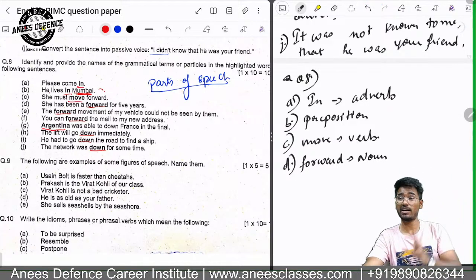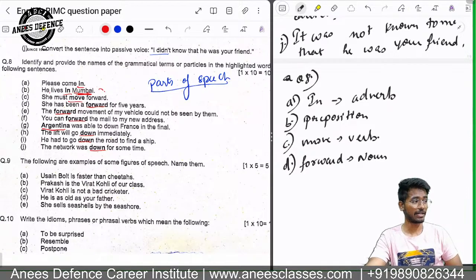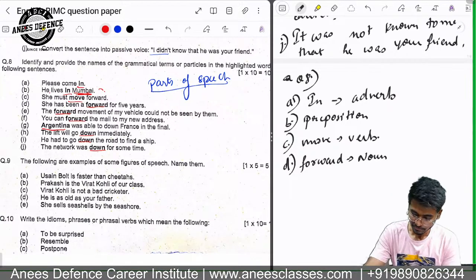Articles are always used before a noun. And here forward is a noun because a is used over here. And forward denotes position in this sentence.